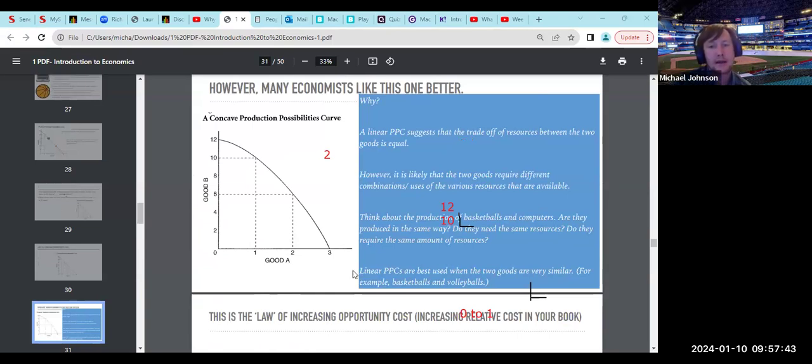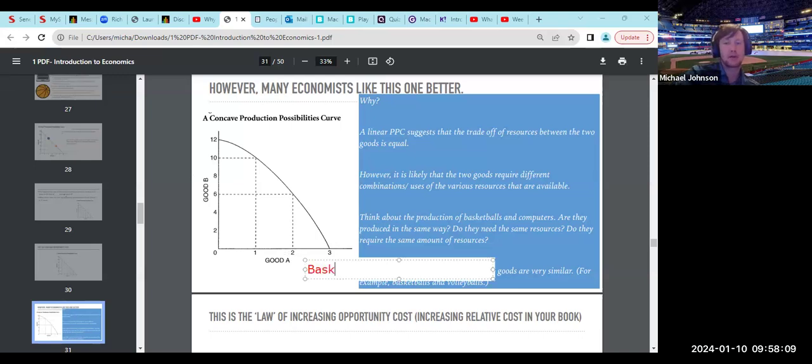It's not always like that. It's usually concave, so it usually looks like this, not like a line. The trade-off changes over time, because goods are produced in different ways. Good B and good A are not produced the same. Say basketballs and computers are not produced the same. That's why there's a curve.